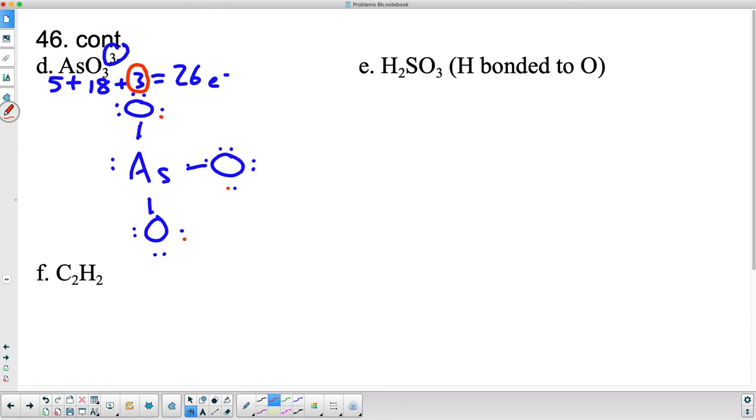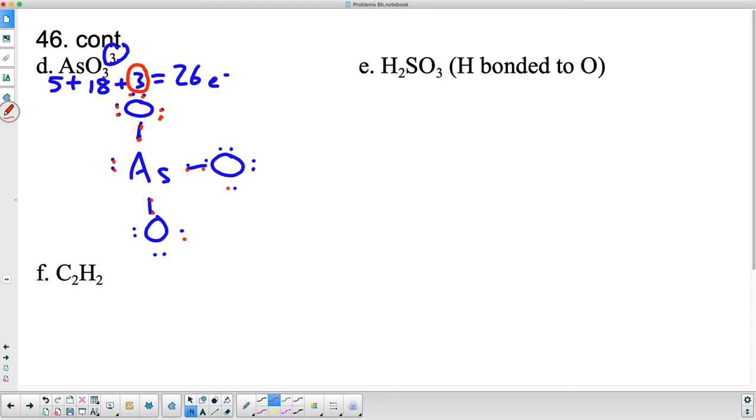And what that means is, if we take a look, my central atom has 1, 2, 3, 4, 5, 6, 7, 8 for an octet. Each one of my oxygens, if you count them, including the bonded electrons, has 1, 2, 3, 4, 5, 6, 7, 8. So they all have an octet because all 3 oxygens are the same.